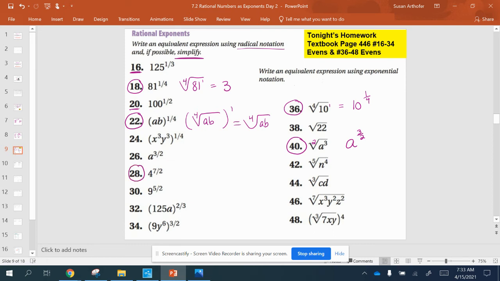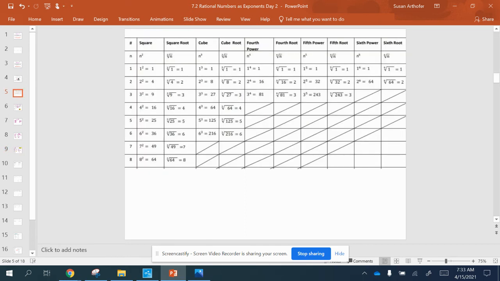Number 28. So this says square root of 4 to the 7th. So I want you to write it with parentheses, because you have to check and see if you can do the inside. Can you do the inside, square root of 4? If it's on this chart on page 4 of your notebook, if it's a square root and it's on your chart, and I know your chart goes to, I forget what it is, is it 225? I think it goes up to 15. If it's on this chart, then you have to convert it.